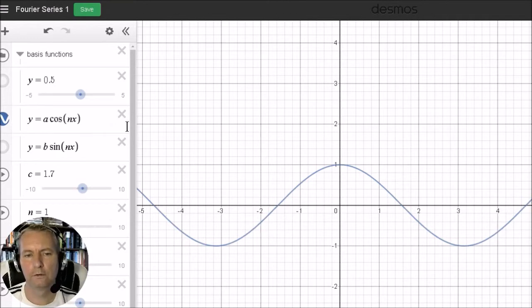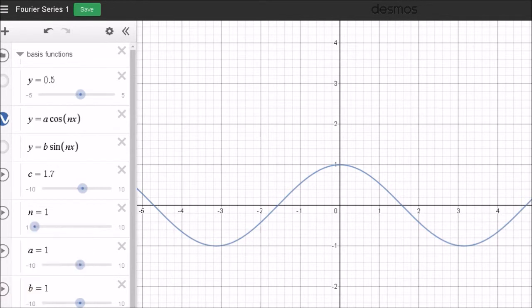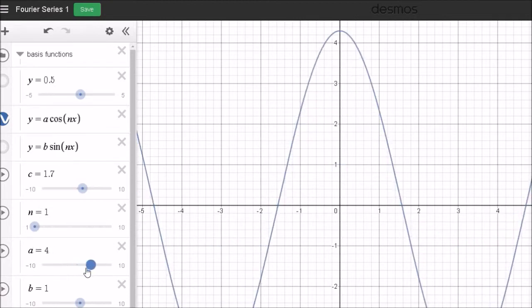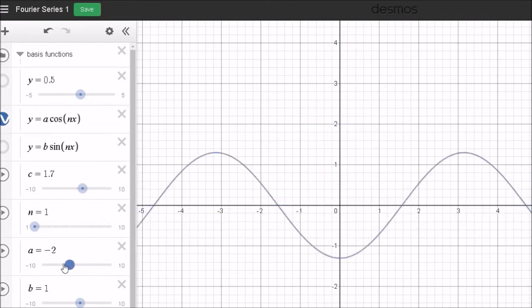Now the trigonometric functions, we can change the amplitude. The amplitude in this case is a. So a is actually down here just below. So I'll get rid of my screen, okay? You can see that a is just here. So we adjust a, we're just changing the amplitude of this cosine function.